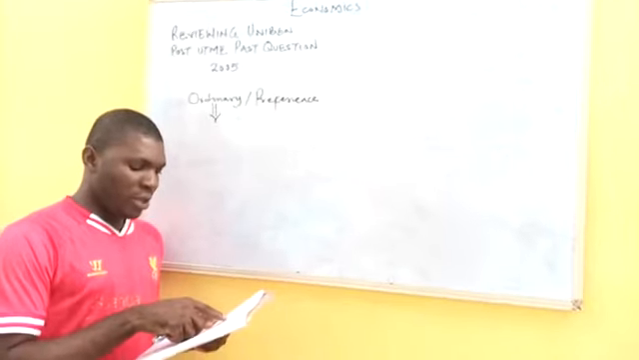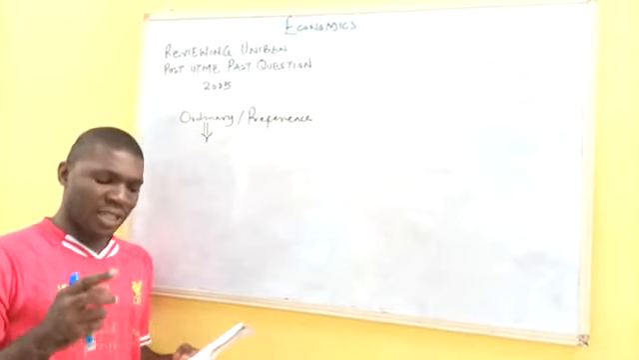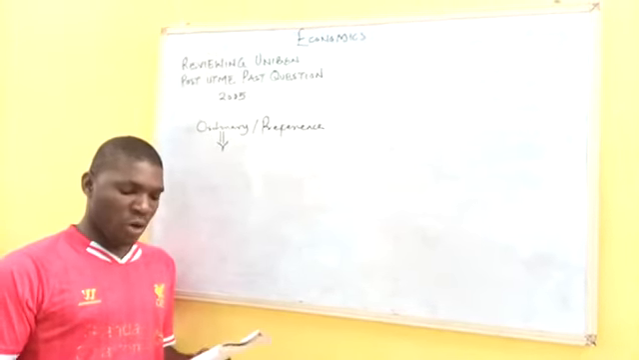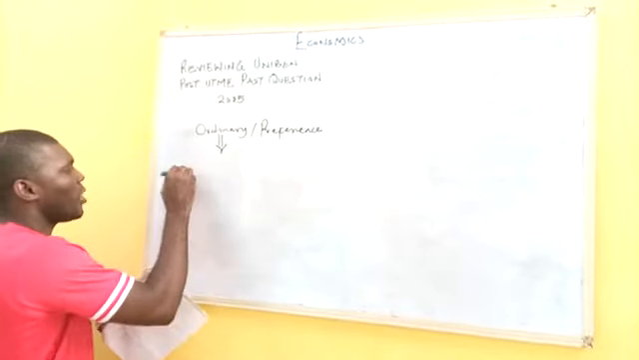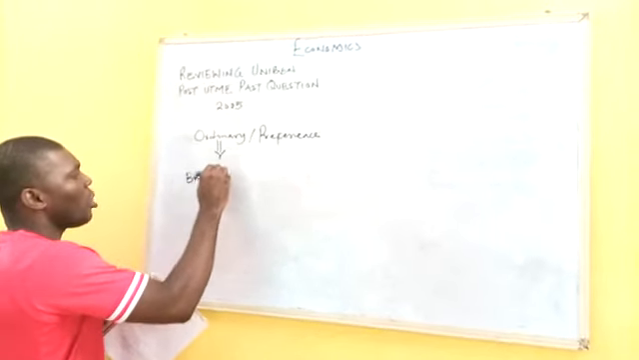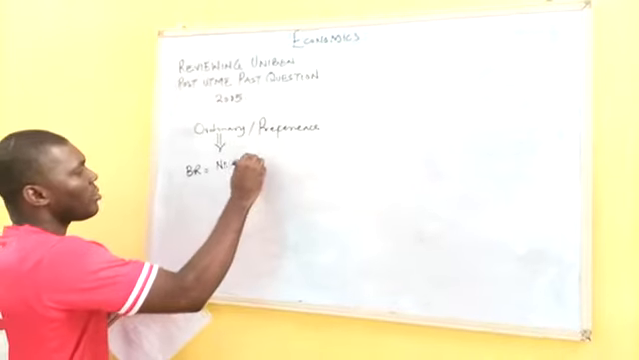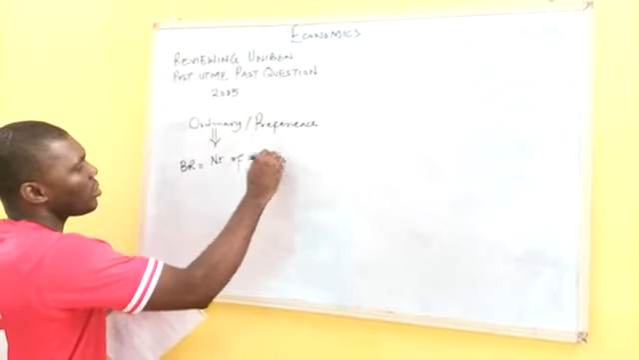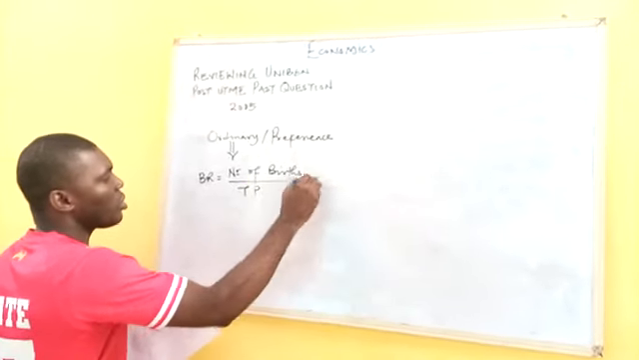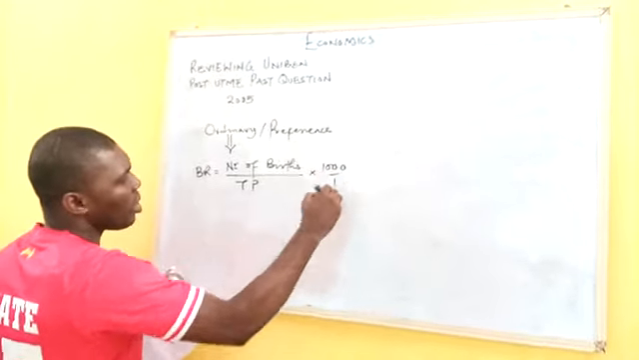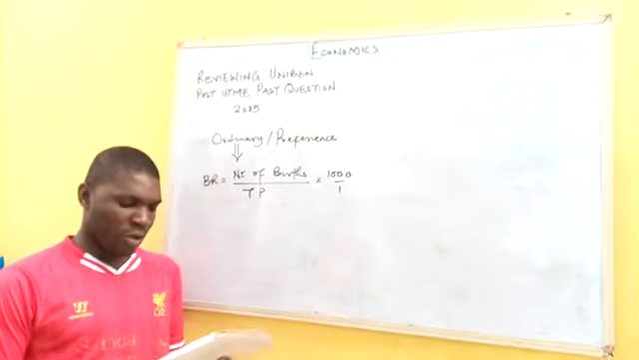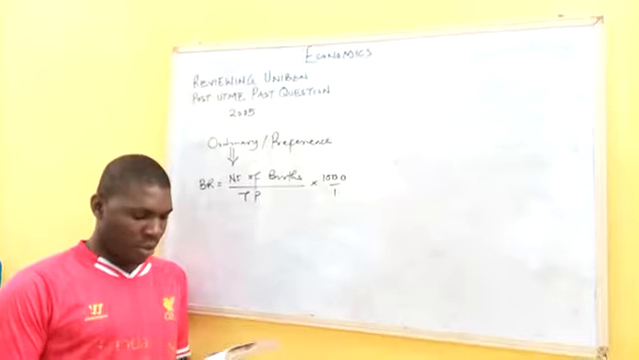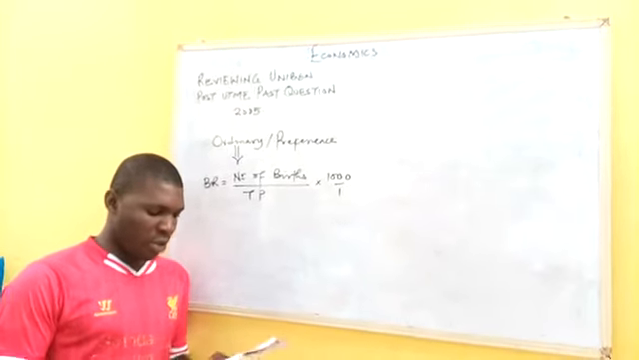65. What is the statistical measure of the birth rate of a country's population? Now, take note, birth rate is equal to number of births over total population times 1,000 over 1. So if you check your options, the correct option there is option B. Option B is the correct option.